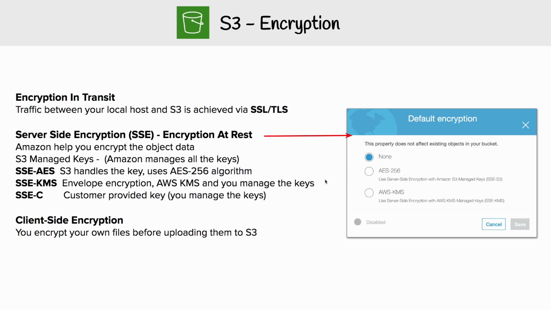Then you have customer provided keys. This is where you provide the key yourself. There's not an interface for it here. It's a bit more complicated, but all you need to know is that the C stands for customer provided. Then you have client-side encryption. There's no interface or anything for that. It's just you encrypting the files locally and then uploading them to S3, okay?